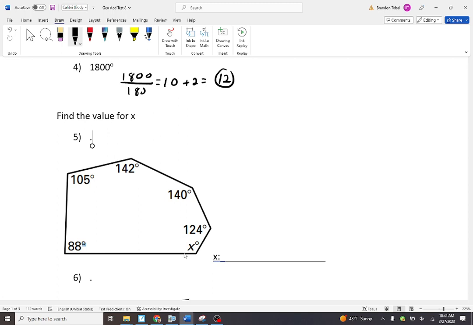Well, I should know what the hexagon adds up to in total. To get that total, I would do 180 times how many sides it has, minus 2. We just established 6 minus 2.